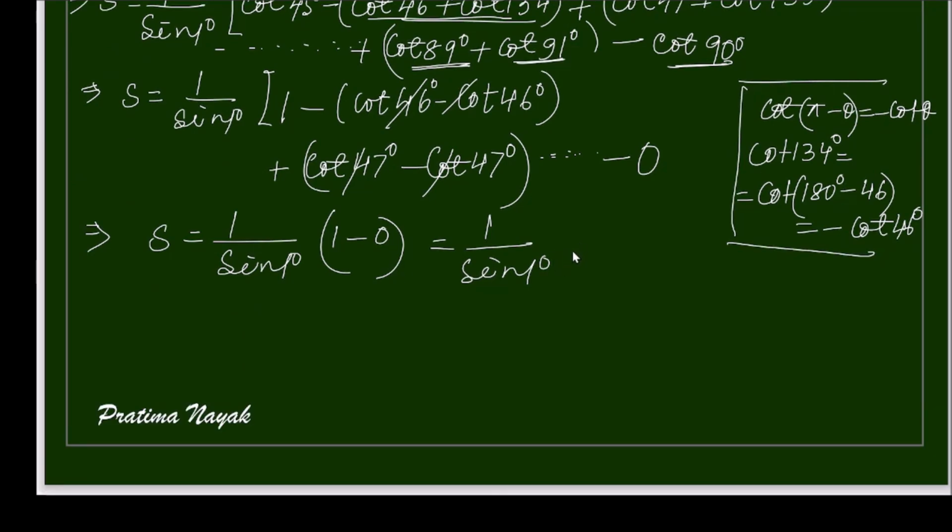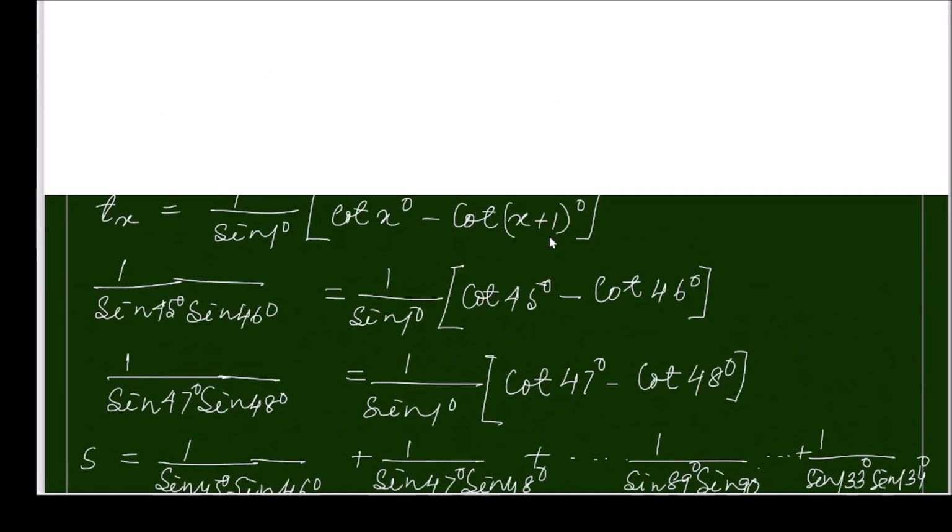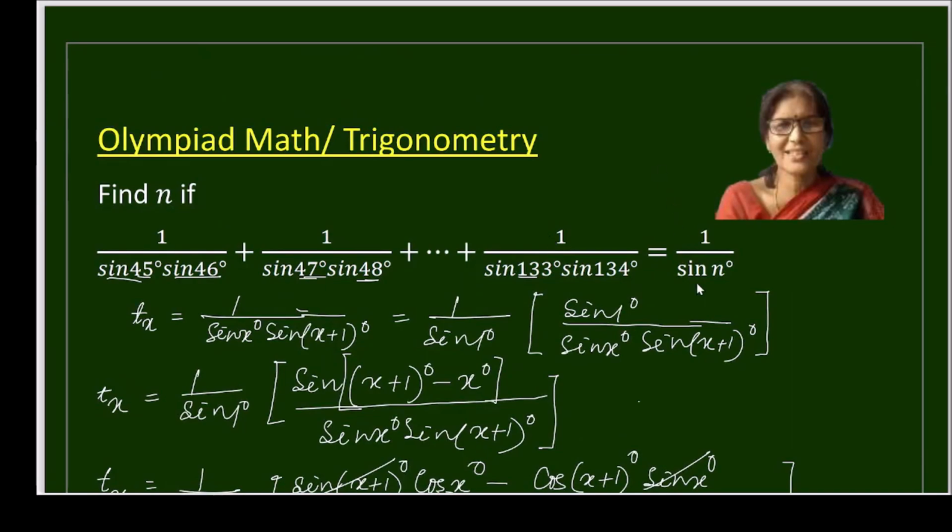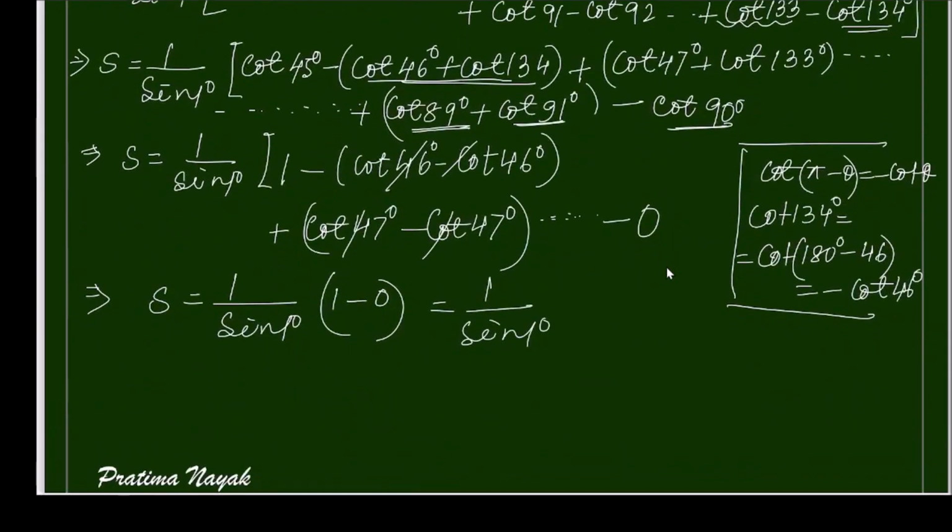And it is given to be, what is given? Given that it is sine n degree. So this will be 1 over sine n degree. So n is 1. So this is the solution.